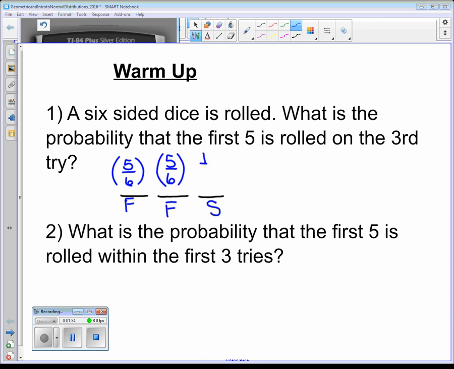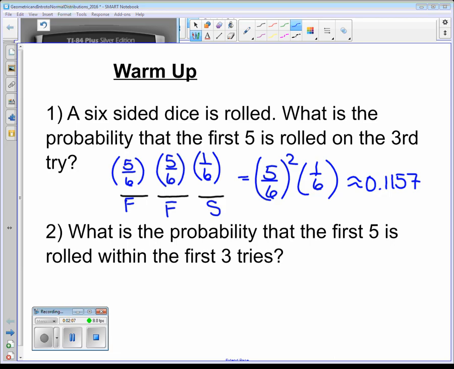Good. Is it okay if I just write it in this notation? There's (5/6)^2, and then there's 1 × 1/6. Does that make sense? Same thing, just a different notation, just mathematically writing it a little bit differently. Go ahead and tell me what that probability is. Tell me what you got. 0.1157. I agree. That's what I got too. Very good. 0.1157. Good. How is problem number 2 different?